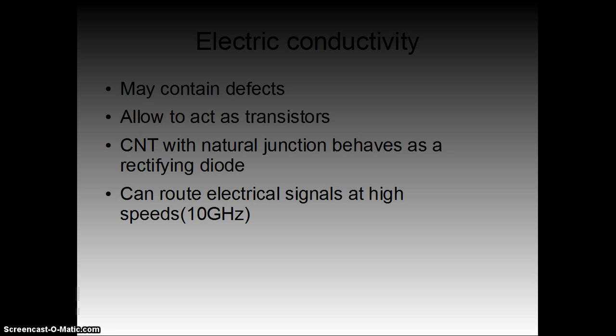Carbon nanotubes at a natural junction behave as a rectifying diode, and they've been shown to be the fastest oscillators, to a speed of 10 gigahertz.